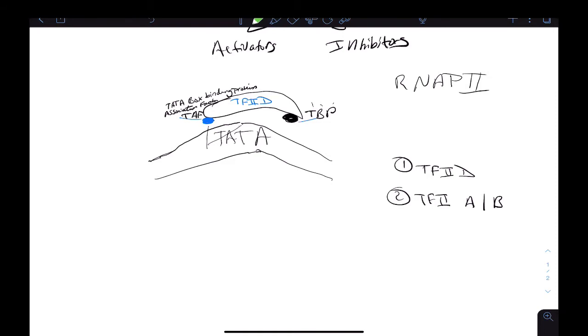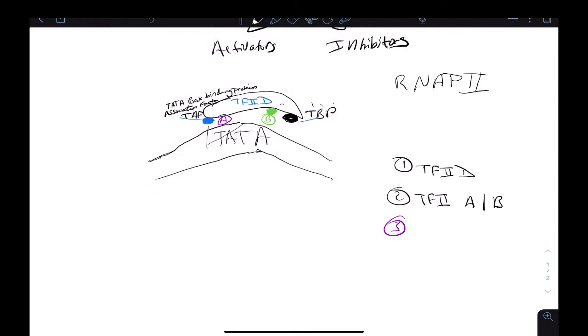So here we have our B, and then over here we have our A. These are the TF2A and B that come and attach to this promoter region. Again, they attach to the TF2D, right over here. What this does essentially is that TF2A and B help recruit RNA polymerase 2 to this promoter region, and it primes things up for the next step.